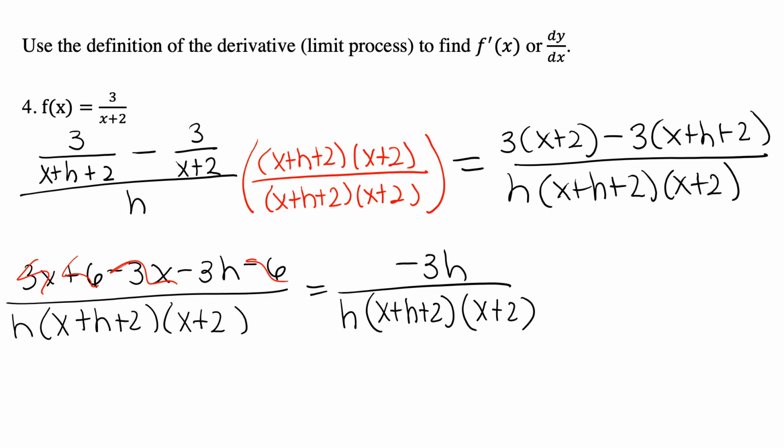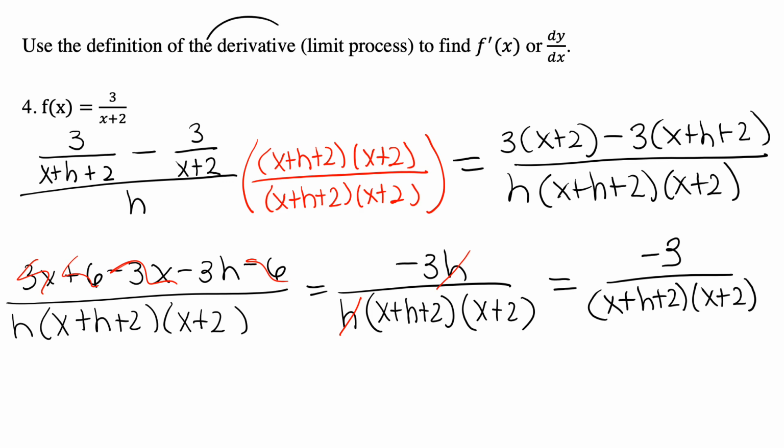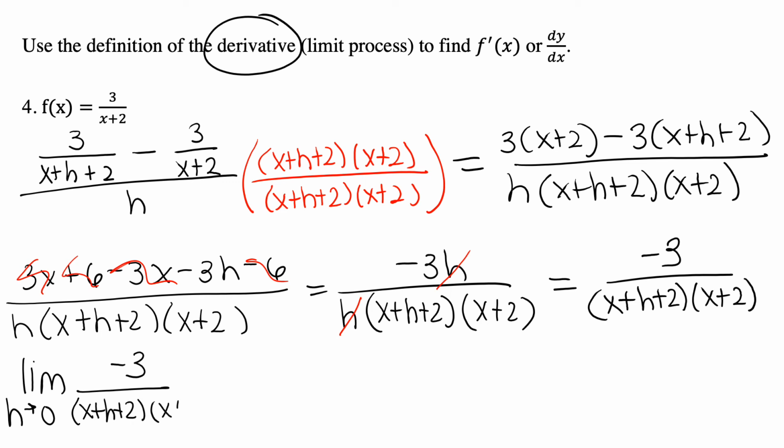H's are factors in both the numerator and the denominator, so they're going to cancel. So we've simplified our difference quotient down to be negative 3 over x plus h plus 2 times x plus 2. Because we are looking for the derivative, we want to take the limit as h goes to 0 of that difference quotient, so negative 3 over x plus h plus 2 times x plus 2. Using direct substitution, we get negative 3 over x plus 2 times x plus 2.